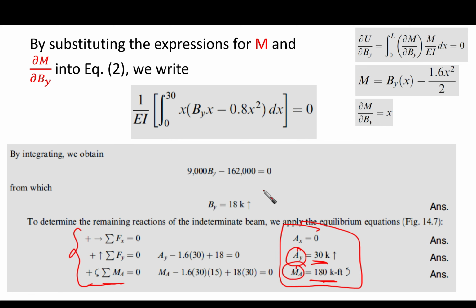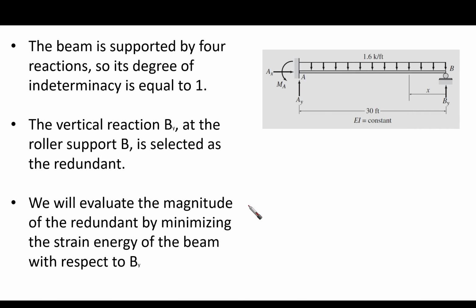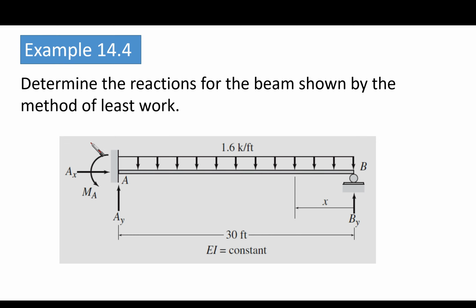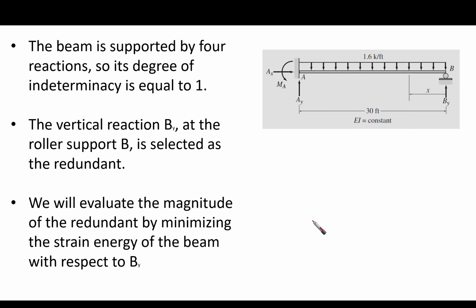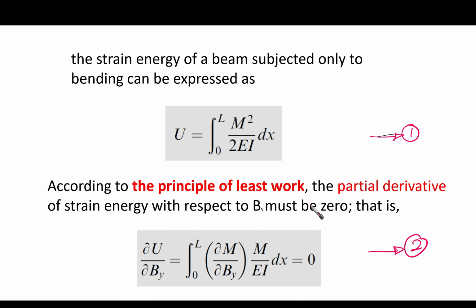Okay, again, I want to recap what I have explained in this example, to start from the beginning. First of all, we look at this system. We realize that this system is one degree statically indeterminate. We have four unknowns and we have three different equilibrium equations. So we are going to use one of them to be the redundant. We chose by to be the redundant. Then after that we are going to apply our least work method and the Castigliano concept.